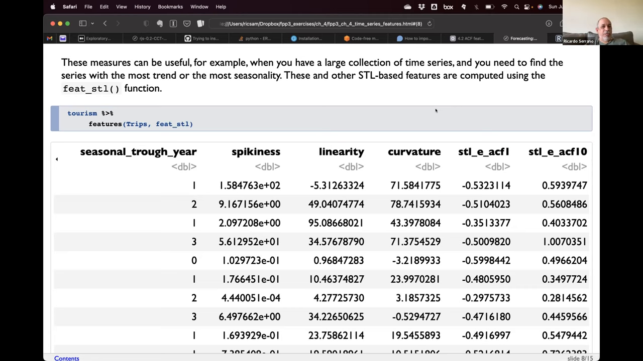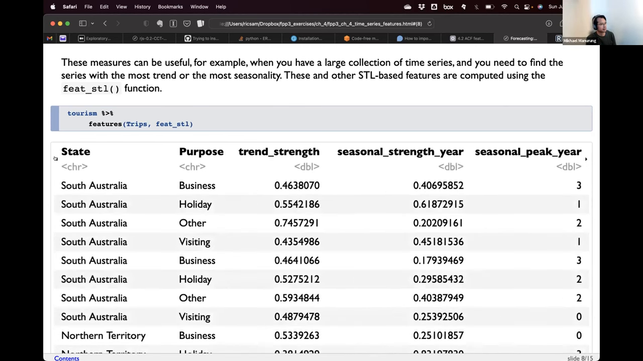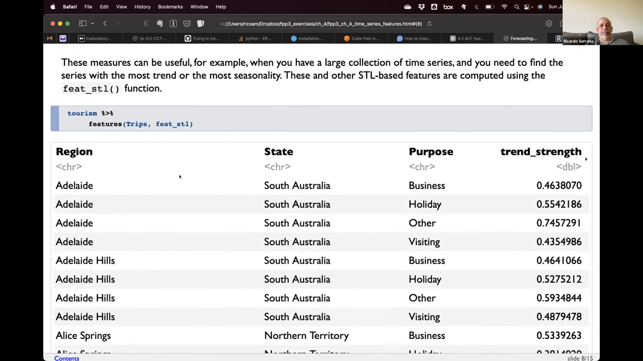And like I said, this is more exploratory. In other words, you are trying to digest the behavior and the pattern of each of these time series, because as you can see, there are a lot of time series here. You have the permutations of region, state, purpose, and then you have the values, which is another component.